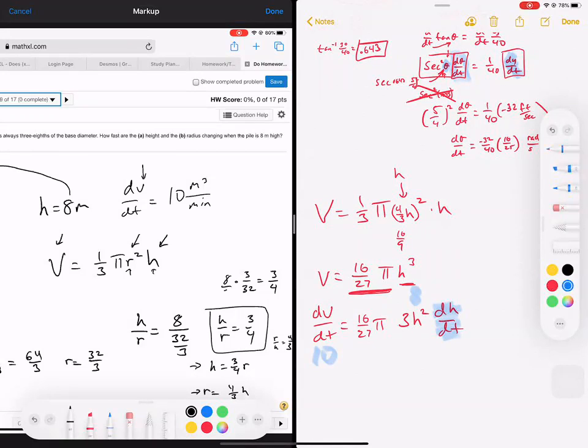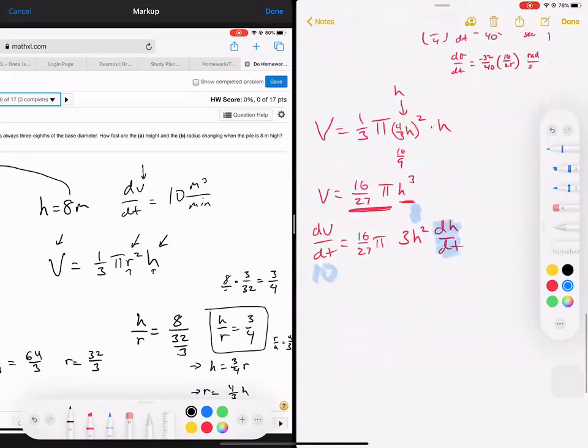These problems can be very daunting. Yes, there's a lot of steps to it. But when it comes down to it, it's really just a lot of algebra 2 and some clever thinking. So if I rewrite it, it's going to be 10 is equal to 16 over 27 pi. I'm going to plug in 8, which is 64. 64 times 3 is a huge number. 3 times 64. I'm going to go ahead and cancel out these 3's here. It becomes a 9.